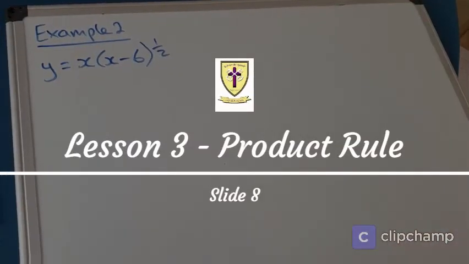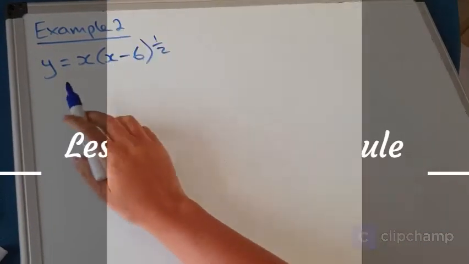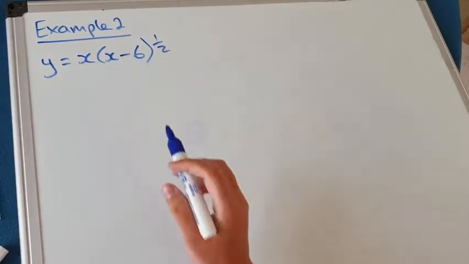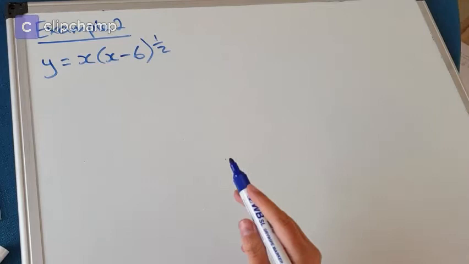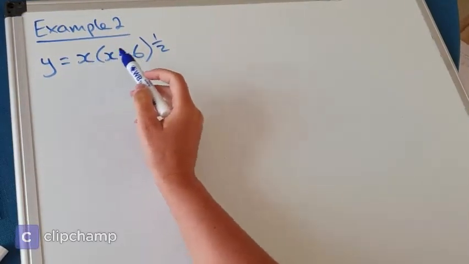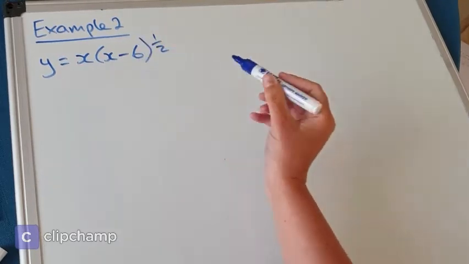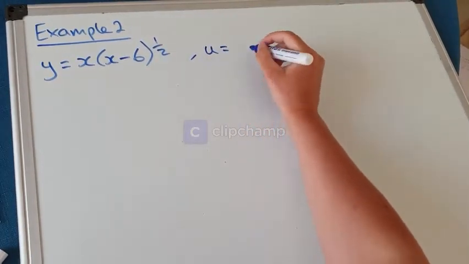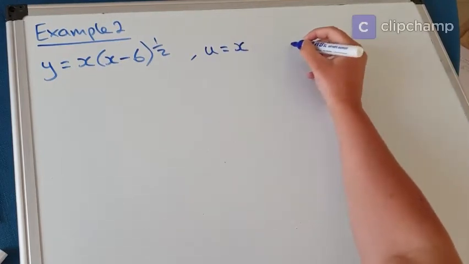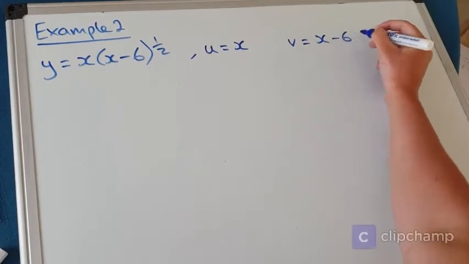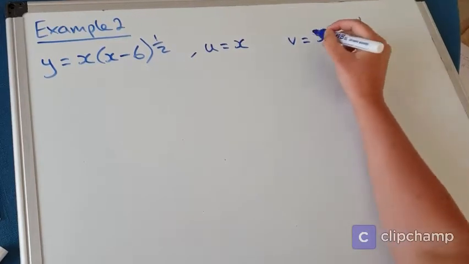Okay, example number 2. We have y equals x multiplied by (x minus 6) to the power of a half. So you can see this one's a wee bit more complicated. So again, let u be the first term and let v be the second term. So u is equal to x and v is equal to (x minus 6) to the power of a half.